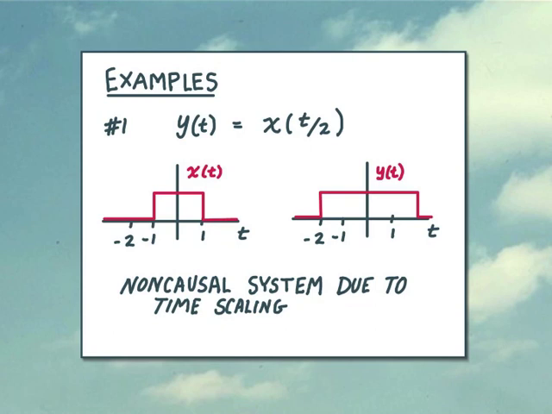Our first example is the system y of t equals x of t over 2. You'll notice the system does time scaling. So if it takes in the signal x of t, which is a pulse from -1 to 1, it will convert this to a pulse going from -2 to 2. So you can see that the output goes up at time -2, but the input doesn't go up until time -1. So this system is non-causal due to the time scaling.